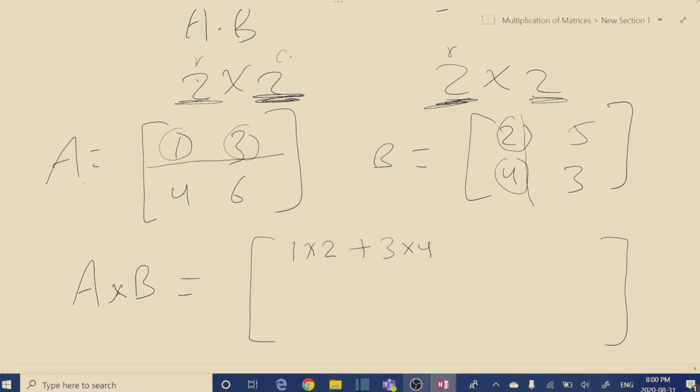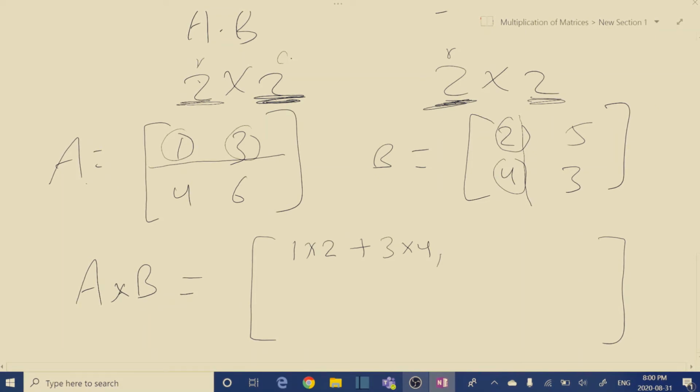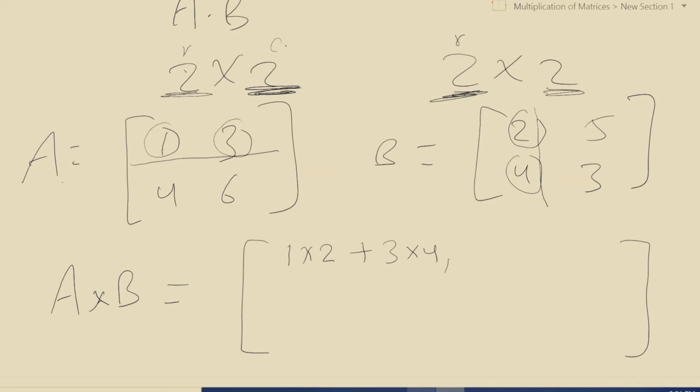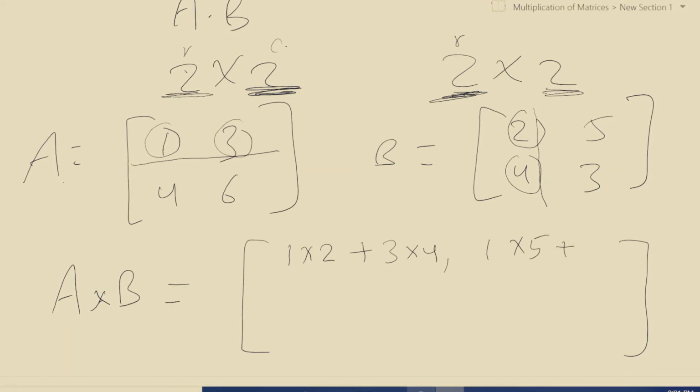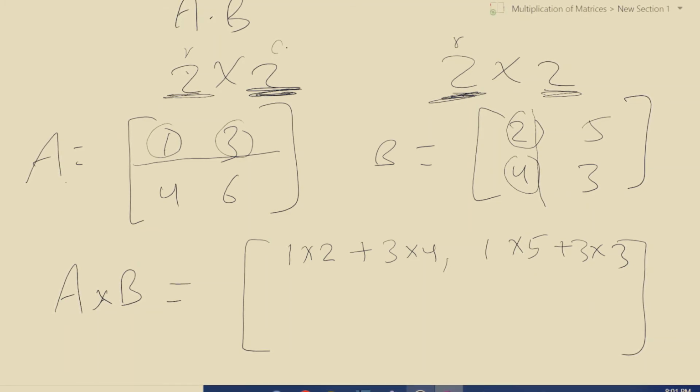Okay, then I move to the next column. First, finish off with the first row: first row times first column, first row times second column, first row times third column if there is another column, and it continues like that. So now for the first row and second column: 1 times 5 plus 3 times 3. Okay, I am done with first row and first column, and first row and second column.